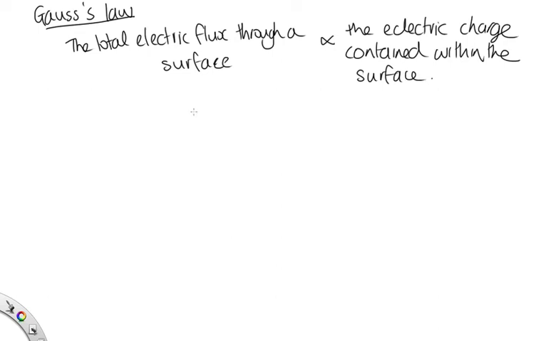So mathematically, we can write this as the integral of E dot dA, that's the total electric flux over the surface, is equal to the enclosed charge, this is the charge enclosed within the surface, and the proportionality constant turns out to be epsilon naught. So this here is Gauss's law.